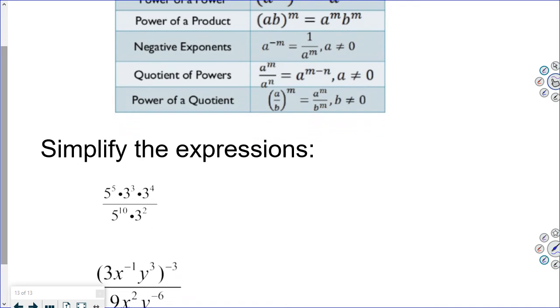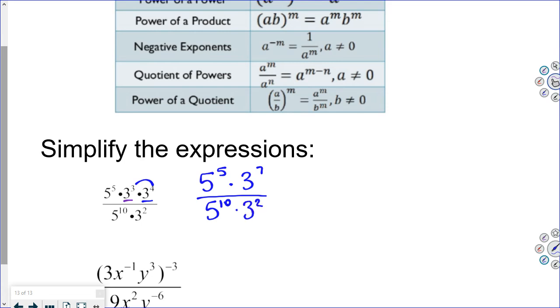Okay, notice anything with the same base, you can go ahead and combine. So we have 5 to the 5th on the top times 5 to the 5th. You leave the base alone and you use your exponents to combine those. So you have your 3 and your 4 for the exponents. Since we are multiplying, those exponents are going to be added. And then we have 5 to the 10th times 3 squared.